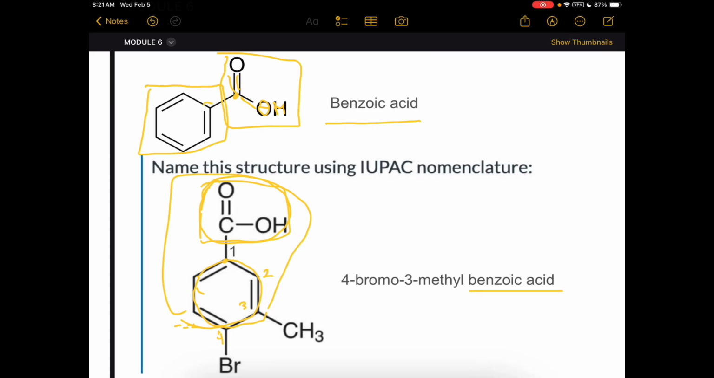And now I have to tell where my substituents are located. I have 1 bromo, 1 methyl. B comes before M. So I have to say then 4, where my bromo located, dash 3, where my methyl located, and the benzoic acid.